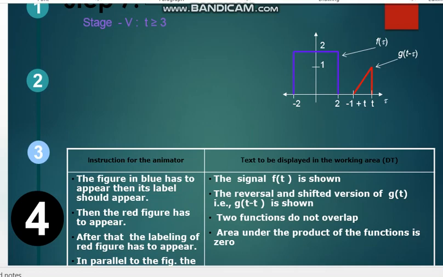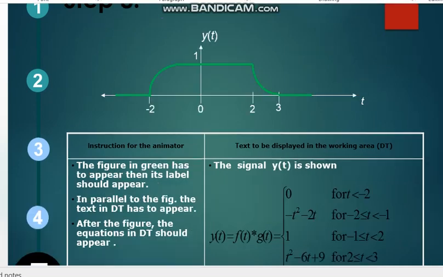And the shifted version of g tau, again you have to correct it as g of t minus tau. Under the product of the functions, the value is 0. There is no connection between these two, so the value will be 0. At the last step, we will get the answer. Now you can see that that is the final answer.